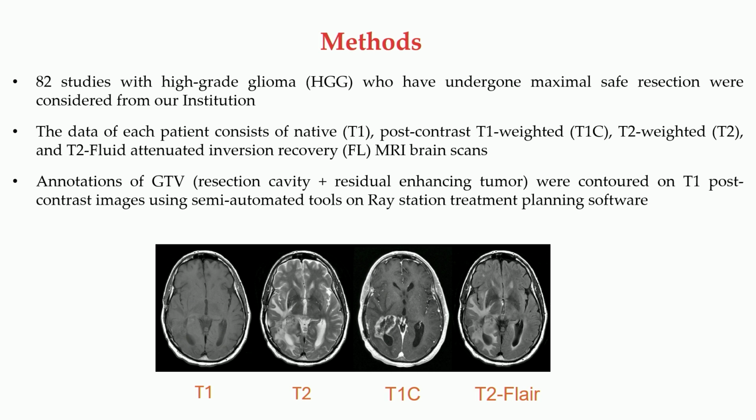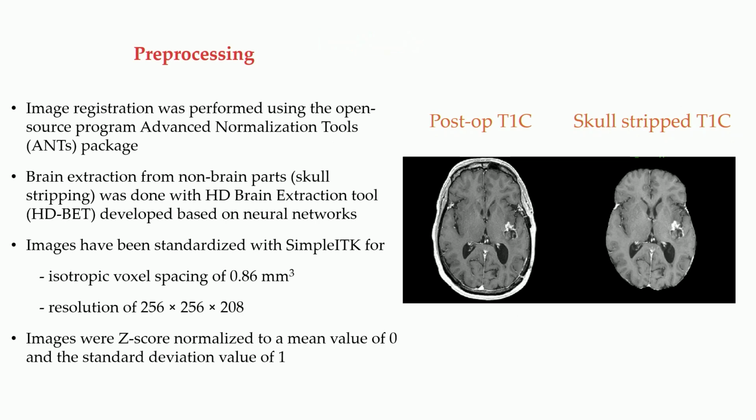For that, we acquired 82 studies with high-grade glioma from our institution, collected from 23 patients in a longitudinal study. Each data set has 4 images: a T1 native, a T1 post-contrast, a T2, and a T2 FLAIR. The annotations for GTV, the manual ground truth, were created on T1 post-contrast images. For pre-processing, we followed the regular method with image registration with ANTs, brain extraction and skull stripping. We also standardized all the images to the same voxel spacing and resolution.